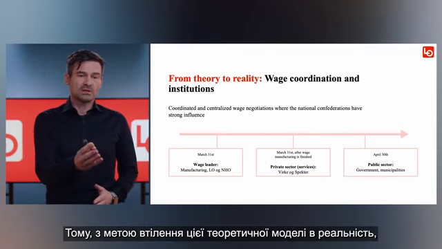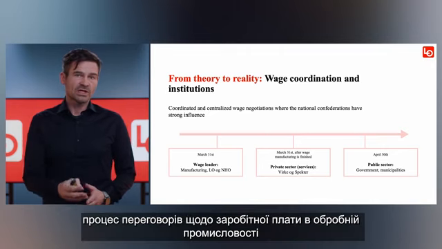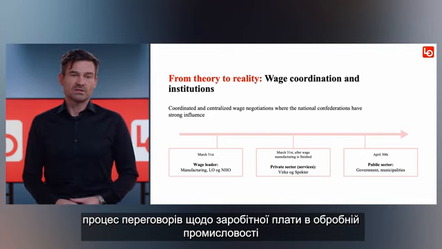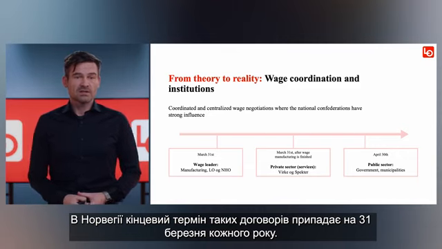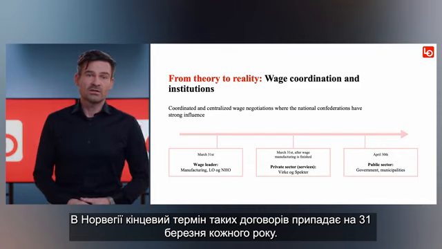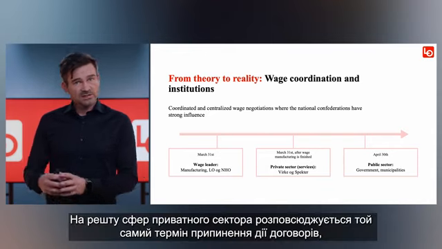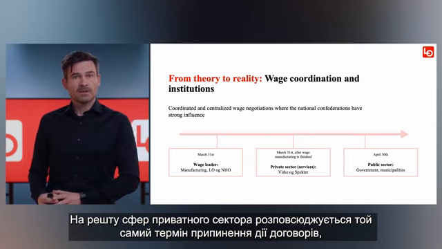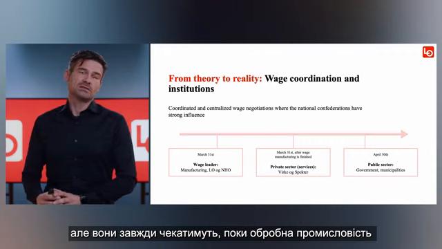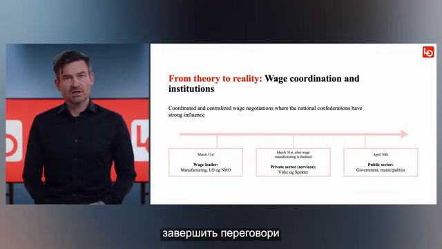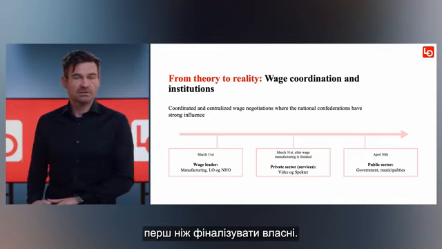So, in order to incorporate this theoretical model, wage negotiations in the manufacturing industries must be conducted first. And in Norway, these agreements have a deadline on March 31st each year. The rest of the private sector has the same termination of their agreements, but they will always wait until the manufacturing industries are finished negotiating before they conclude their negotiations.